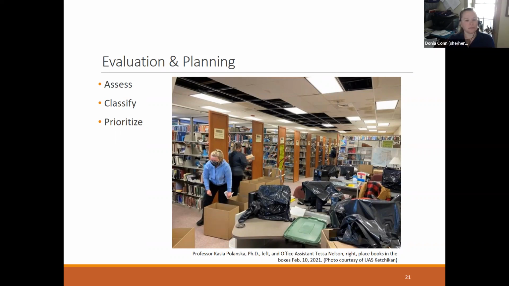Doing some salvage work after a pipe burst. So do we know if they assessed everything, classified, planned? At this stage, from just looking at the image, we don't know for sure, but I suspect they've got a series of boxes, they've got a series of big garbage bags. My guess is that they did do an assessment and that they do know what books are most important to salvage, which ones they can replace, and how to sort them due to wetness so that they can get them dried and taken care of.